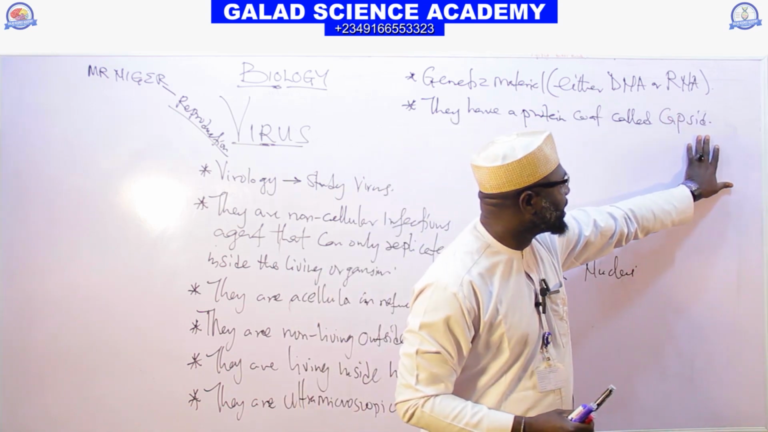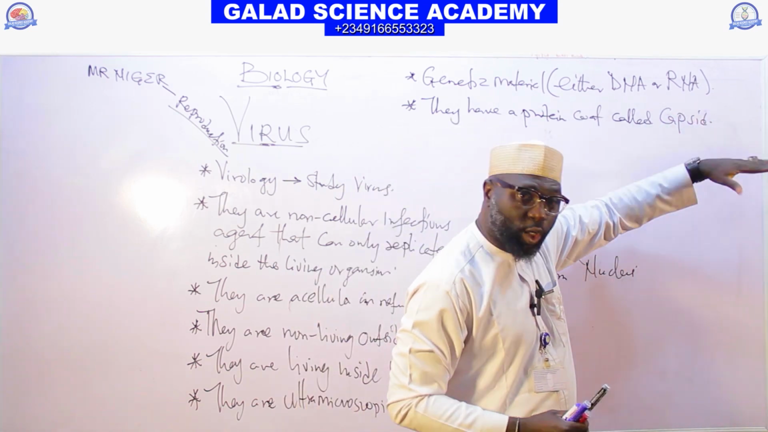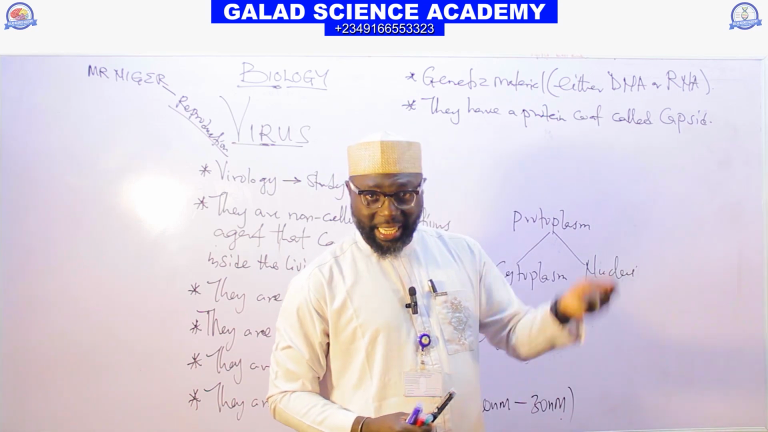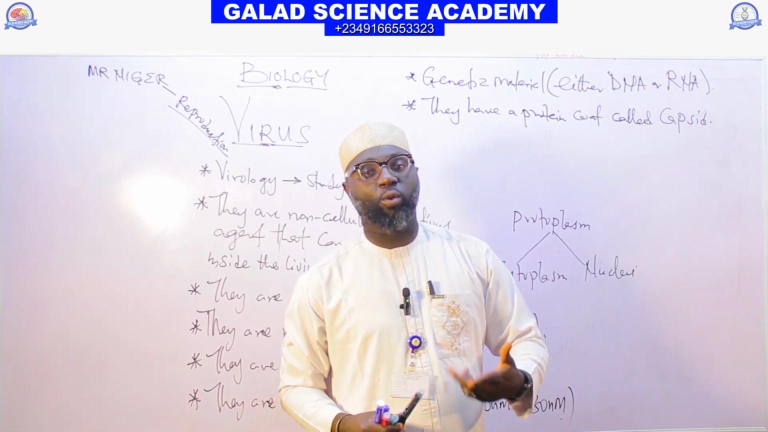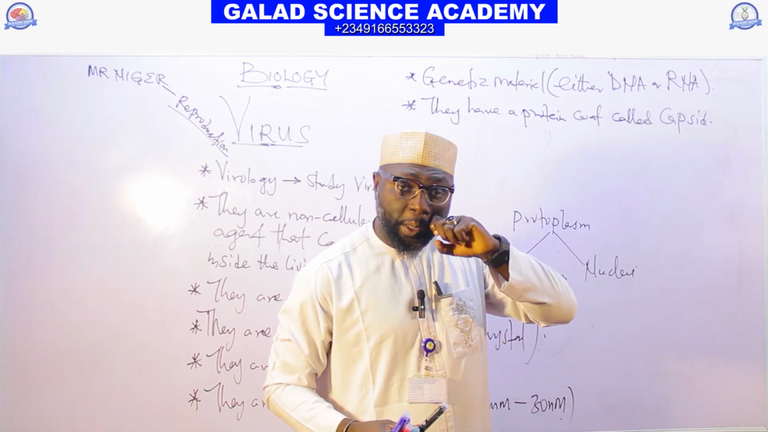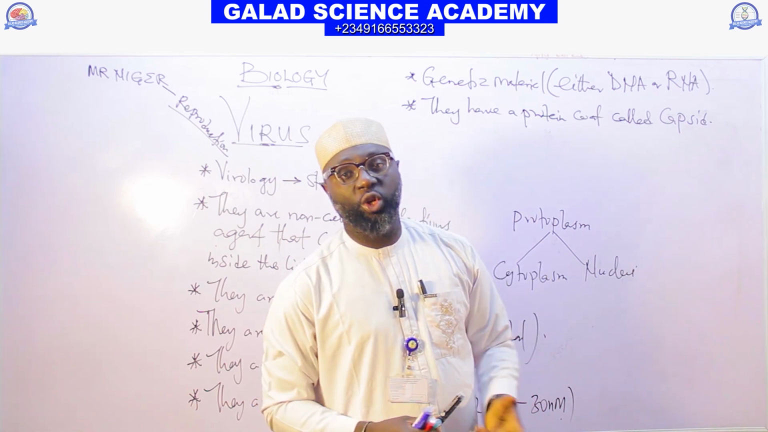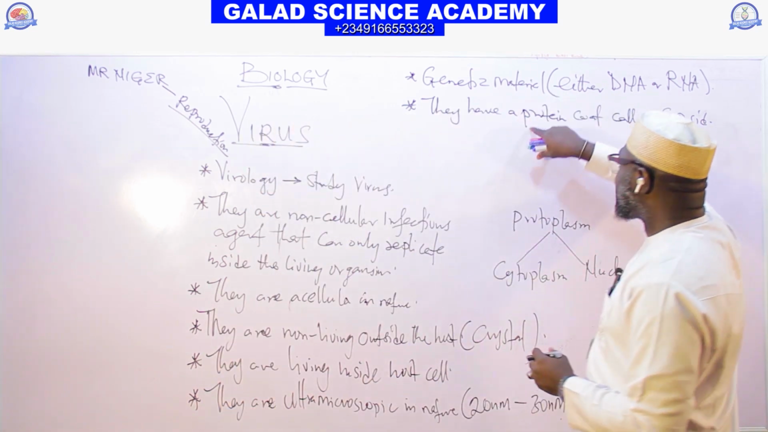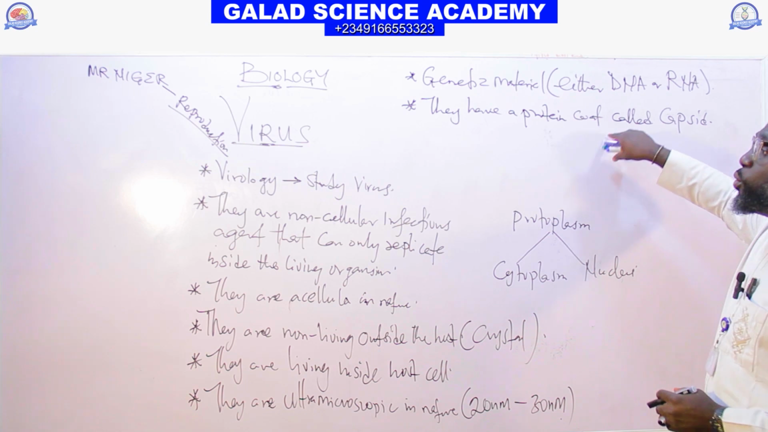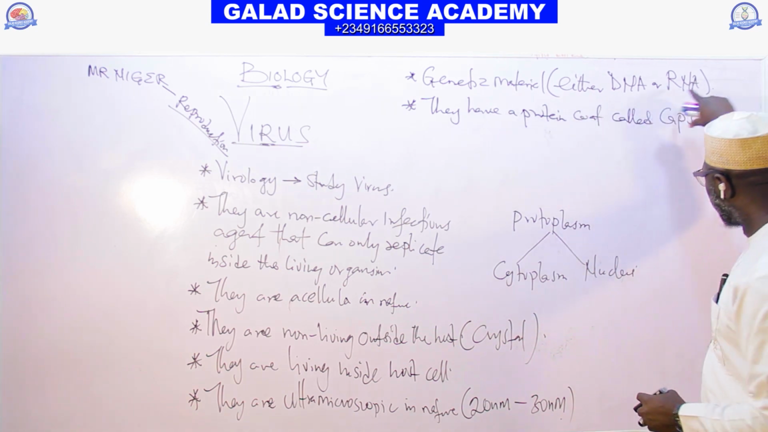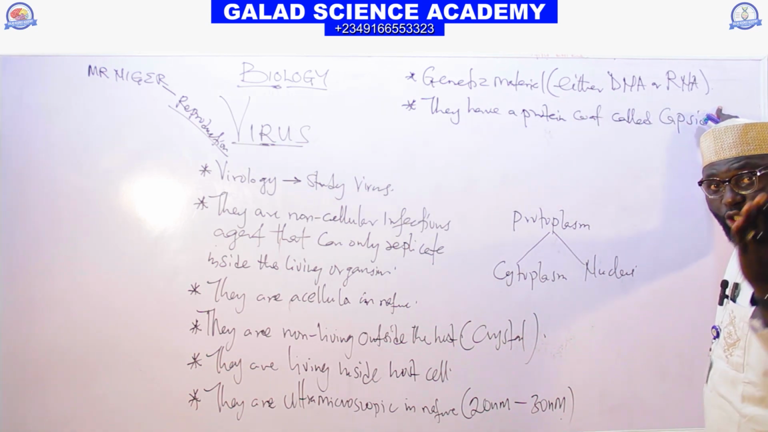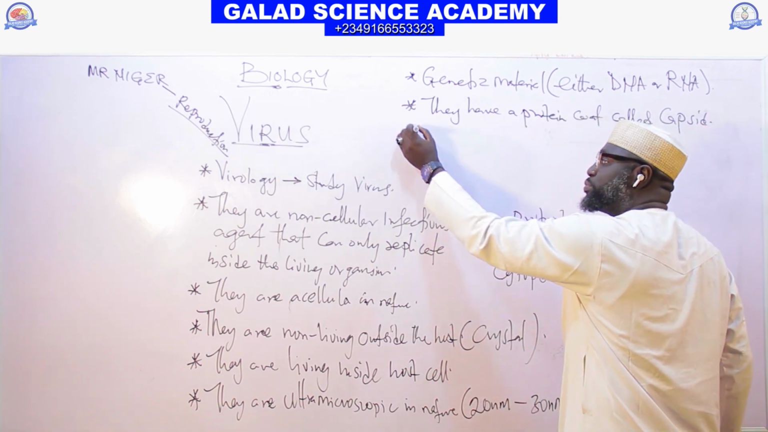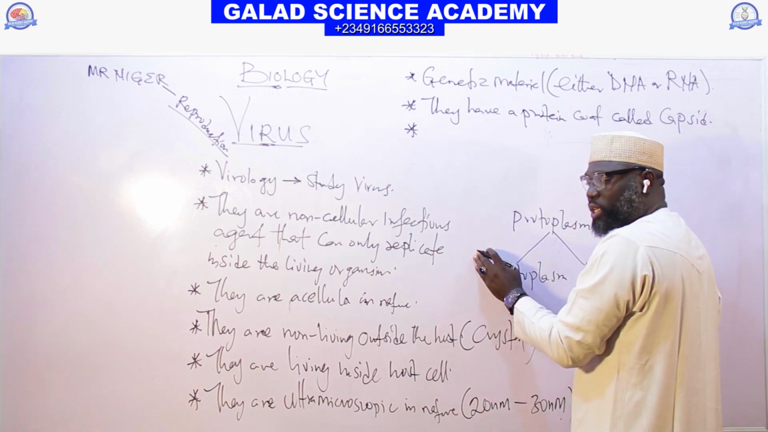This capsid is a polymer which comprises monomeric units called capsomeres. And the capsomere is also comprised of another monomeric unit called protomer. So the layer that surrounds the virus, we call it capsid. When we get to the structure of the virus, you will understand it better.